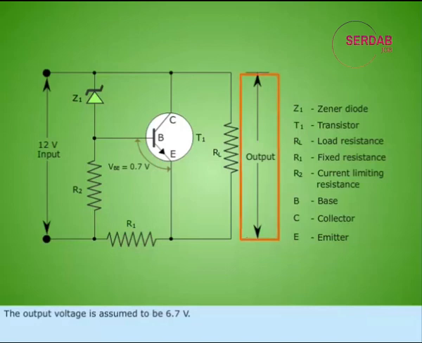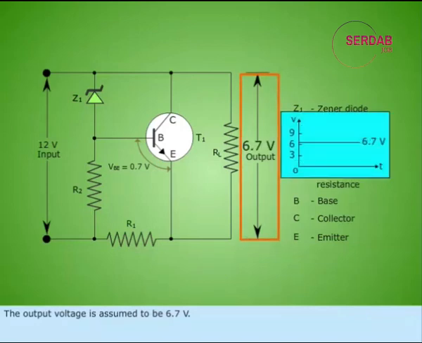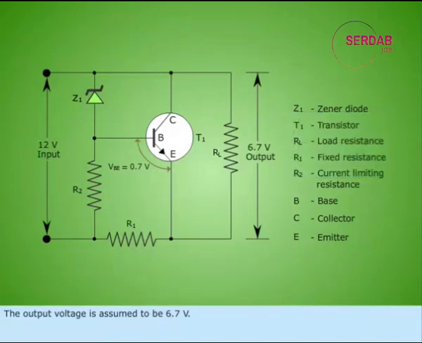The output voltage is assumed to be 6.7 volts. The Zener reference voltage is assumed to be 6 volts. The conducting range of Zener starts only from 6 volts. Hence, 6 volts is the constant voltage fed to the transistor base.